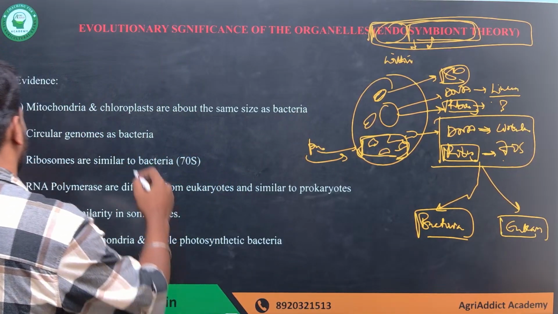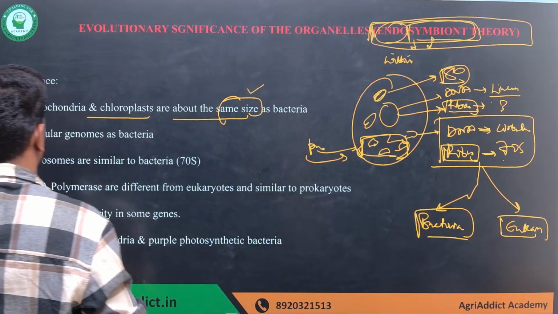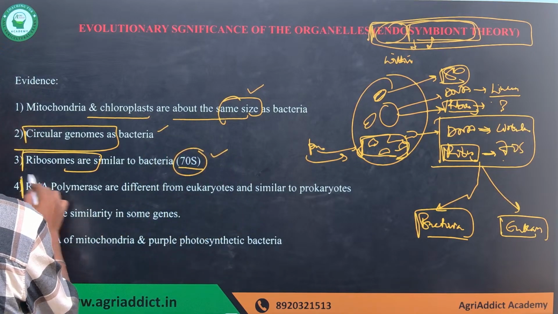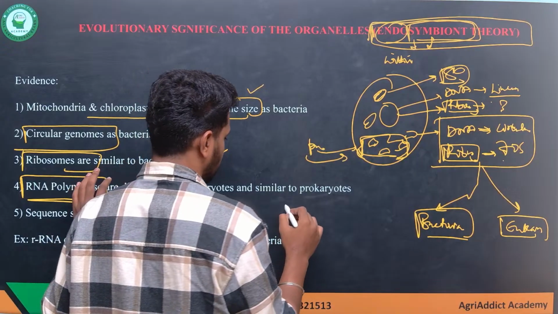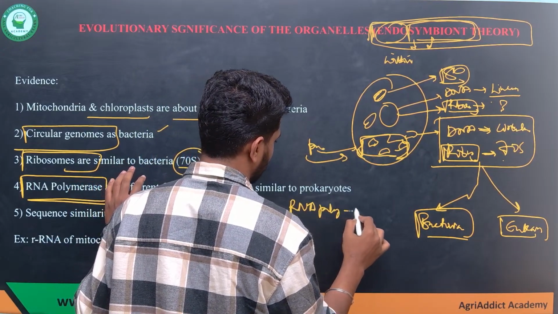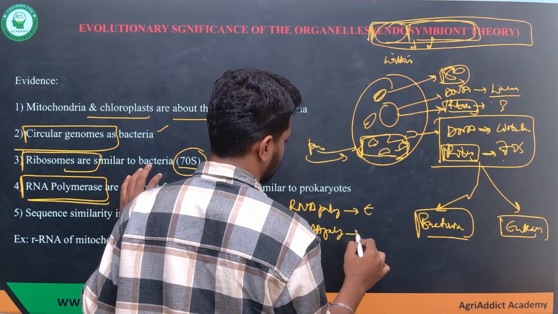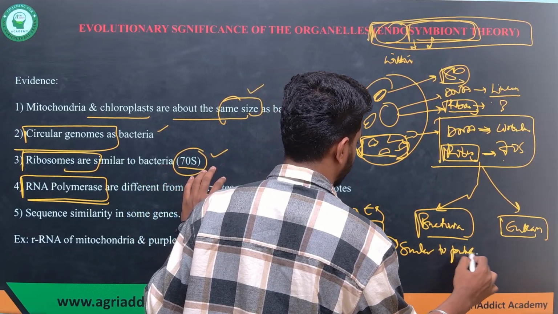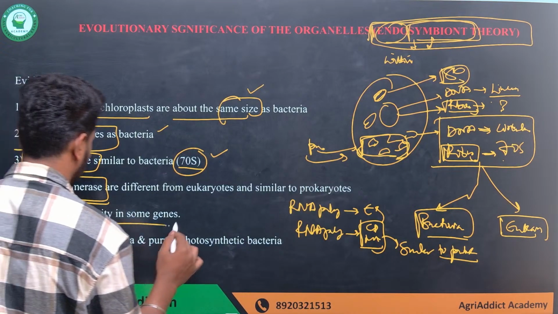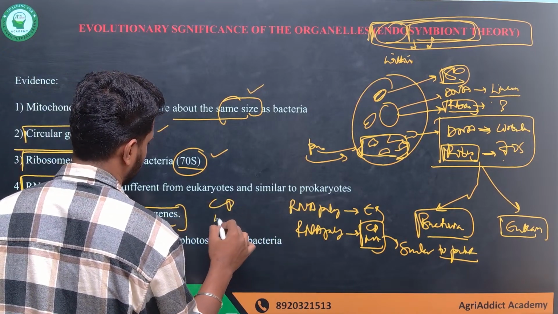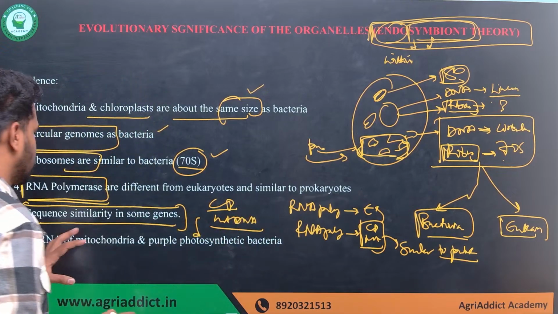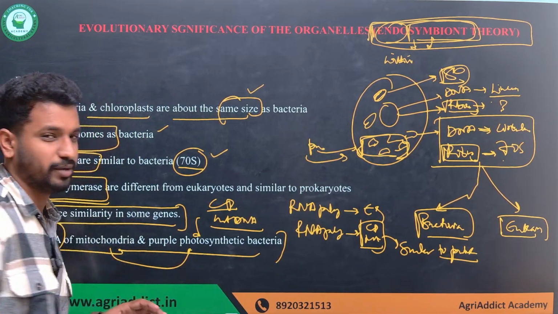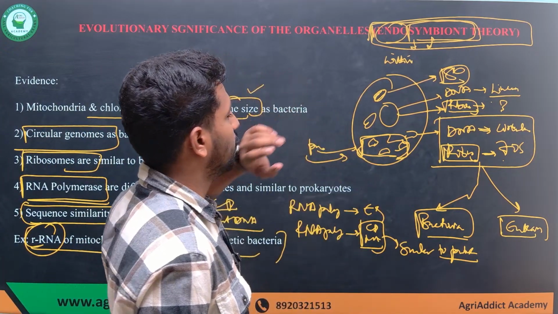And evidence for this theory: the mitochondria and the chloroplast are of the same size as bacteria. Size is one, which I did not talk about. The second is the circular genome, and the ribosomes are similar to bacteria. The third, the two I discussed. And next, the RNA polymerase. The RNA polymerase in eukaryotes is different, and the RNA polymerase in the chloroplast and the mitochondria is different from the eukaryotes and similar to the prokaryotes or bacteria. Another evidence is the sequence similarity for some genes present in the chloroplast and the mitochondria, which are similar to those of purple photosynthetic bacteria. One good example is rRNA. The rRNA of the mitochondria and the purple photosynthetic bacteria are similar. Based on this observation, the endosymbiotic theory is proposed.